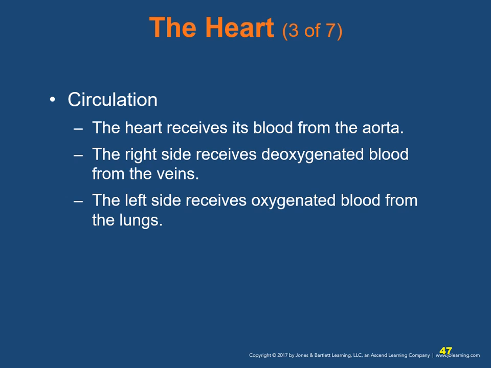Oxygenated blood returns from the lungs through the pulmonary veins into the left atrium and passes through a valve into the left ventricle. When the left ventricle contracts, the blood is pumped into the aorta and then the arteries of the body. A one-way valve governs the exit of blood from each of the four heart chambers.